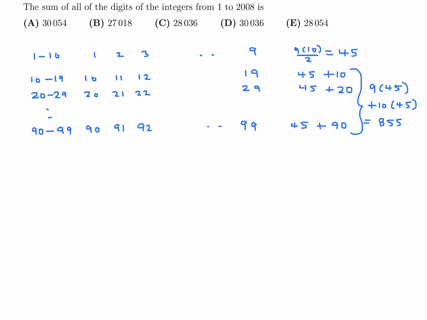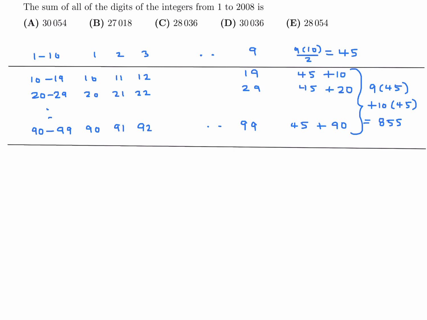Now we get to the next part, which is going to be hundreds. So let's look at 100 to 109. So we got 100, we have 101, 102, all the way until 109. And then if you're adding up the digits, the units digits will give you 45, the tens digits give you nothing, and then the hundreds digits is all ones, and there's 10 of those, so you got 10. Okay? And then we got 110 to 119.